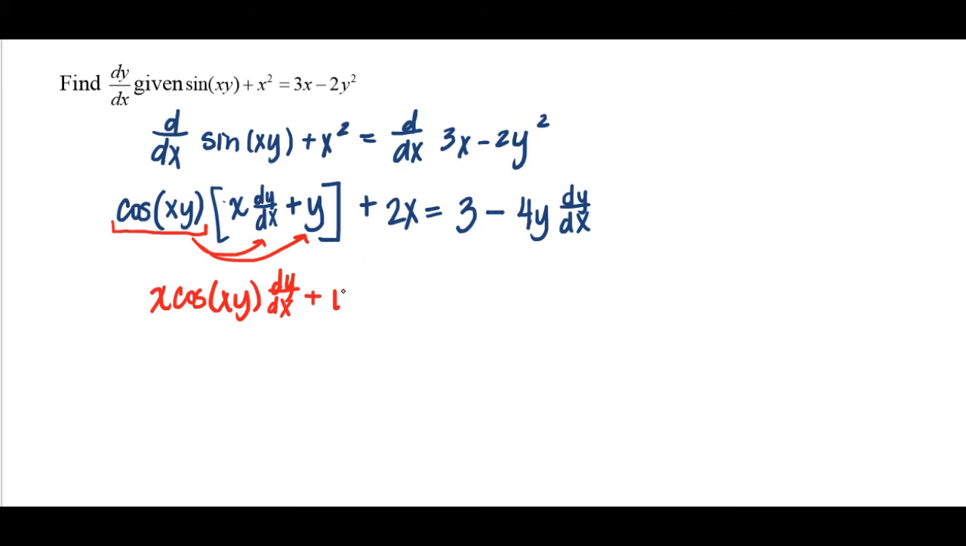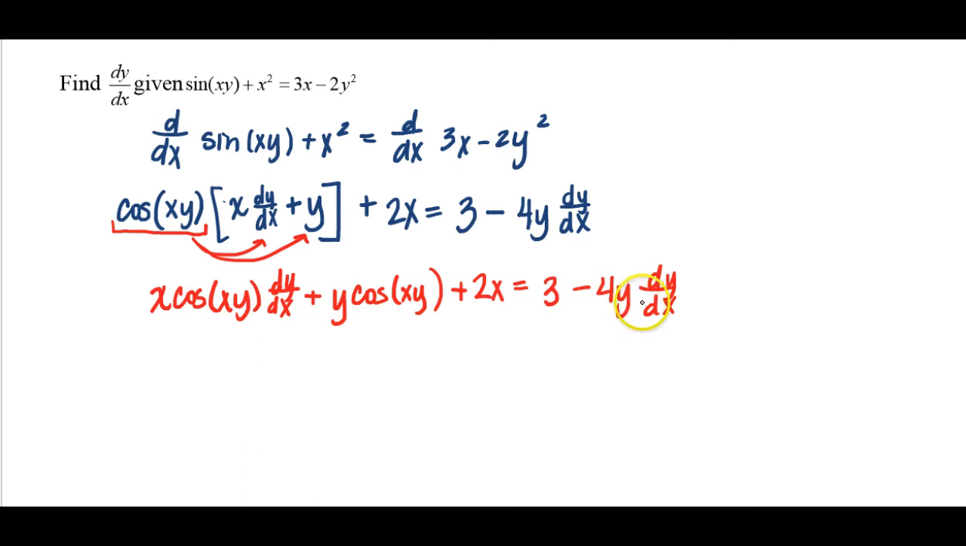in front of cosine xy. So plus y cosine xy. Cannot put the y inside, cannot take the y out. And then plus 2x equals 3 minus 4y dy dx. Alright, once we've gone to this phase, it's not too bad.